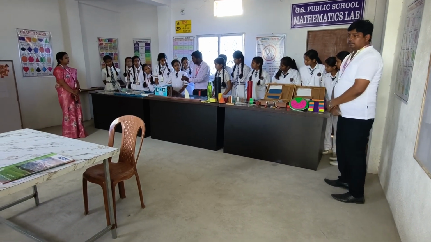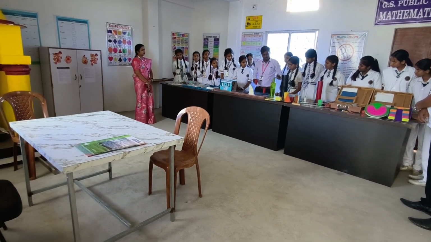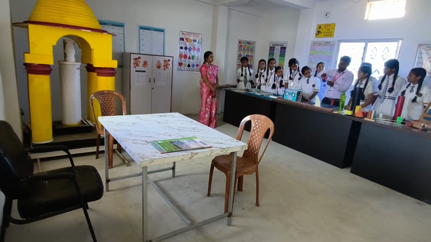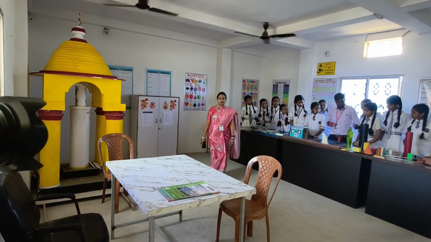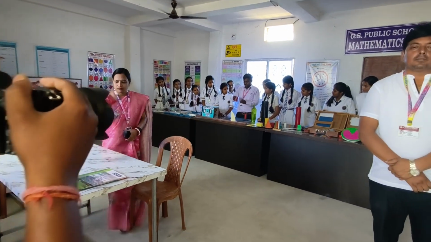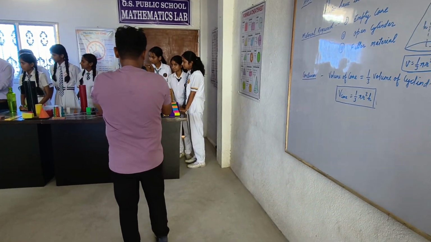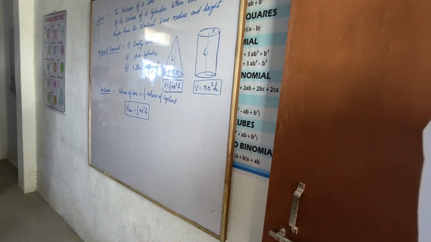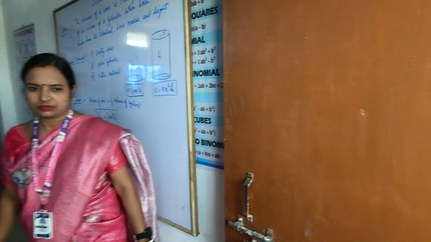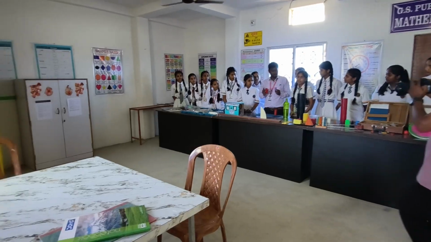The cone is filled. Again, we are going to fill the cone. Again, I have filled the cone. Again, the cone is filled. What will we conclude about the volume of the cone? The volume of the cone is 1/3 of the volume of the cylinder. In other words, the volume of the cylinder is 3 times the volume of the cone. This is the value.